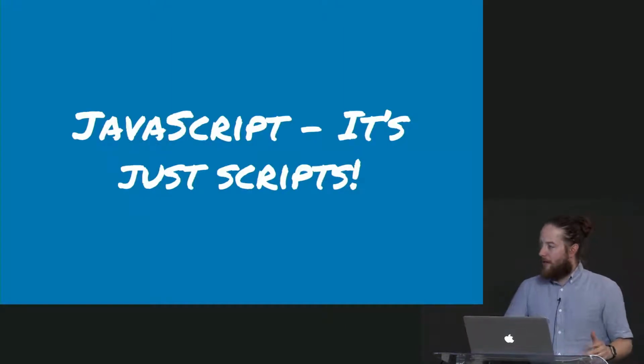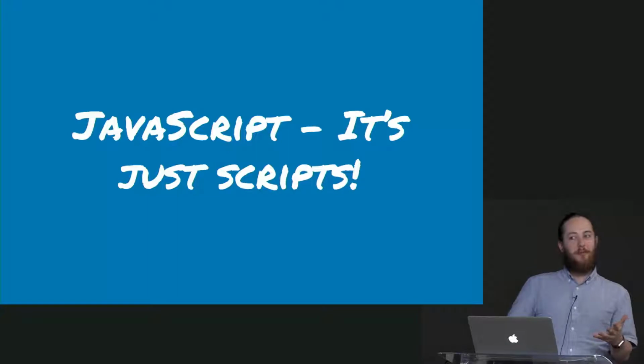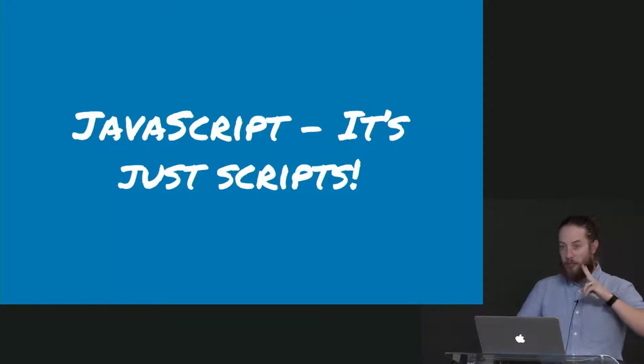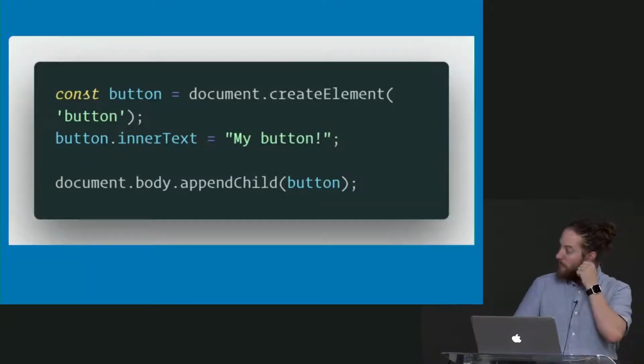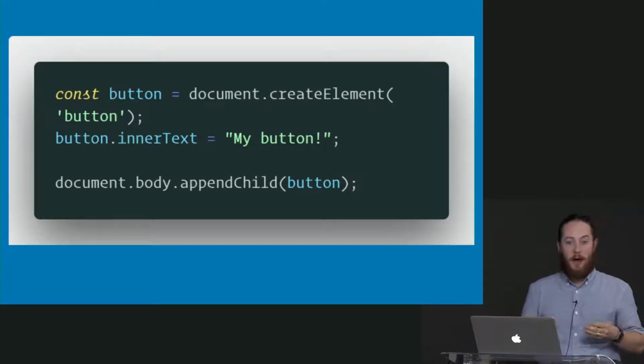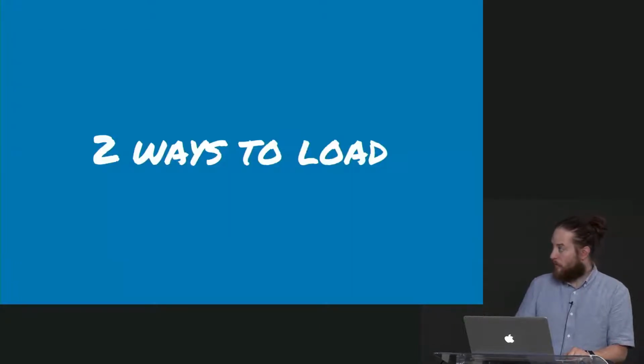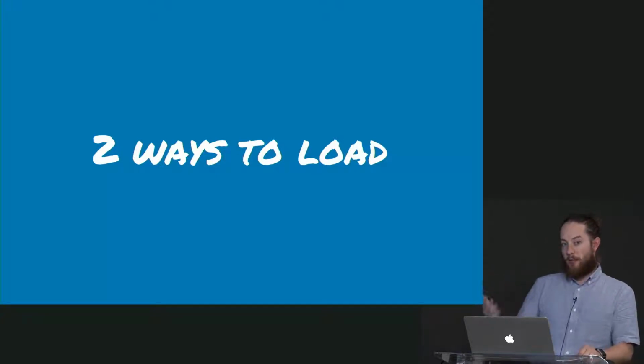So, how do you use JavaScript in the browser? There's really only two ways. That's it. There's only two ways that you can load JavaScript in the browser. And JavaScript is just a script. It's just top-down execution. As you can see here, this is JavaScript. It's just a script format. It always has been up until late. And like I said, there's only two ways you can actually get this functionality to work in the browser.